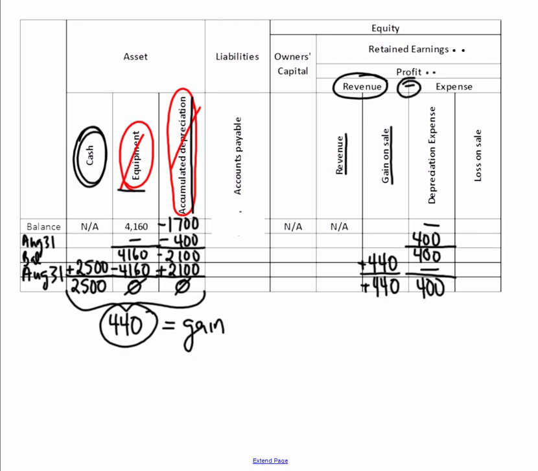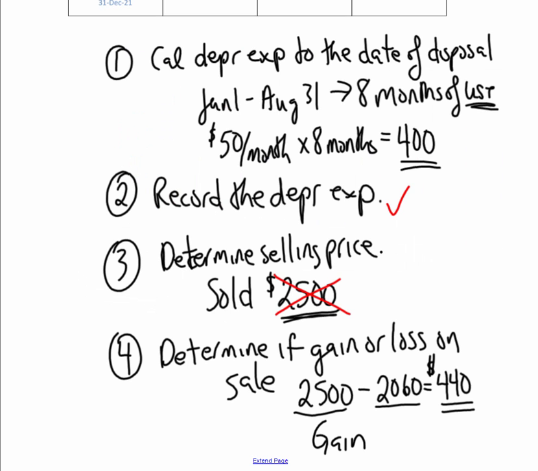My asset is now gone. Why? Because I sold it. What did I get in exchange for it? I got cash. How much of a profit did I make? I got a gain of $440. Let's look for a minute. What would happen if I didn't sell it for $2,500? What if I had instead sold it for only $1,500? What would happen then?